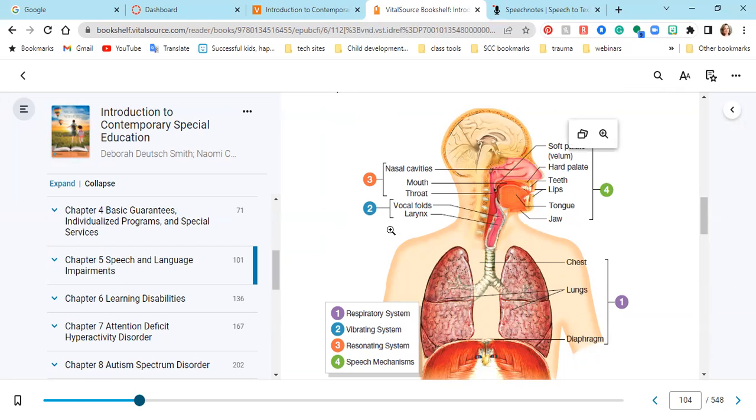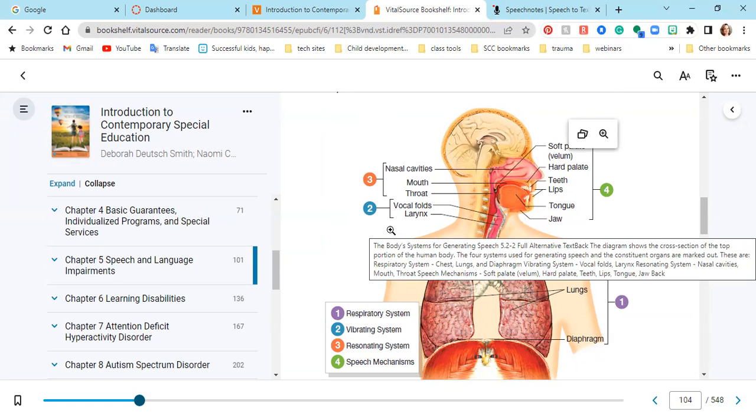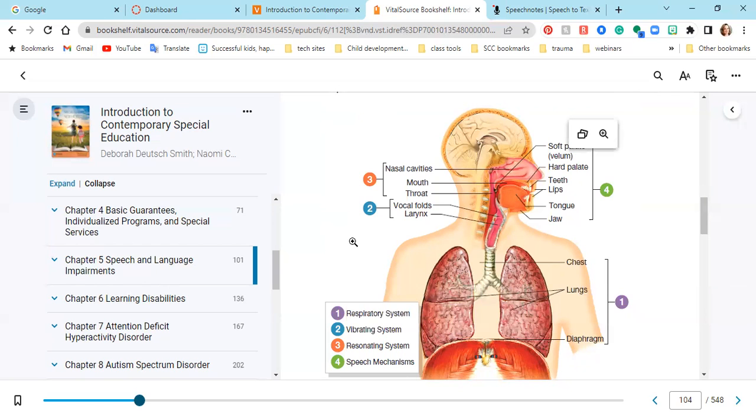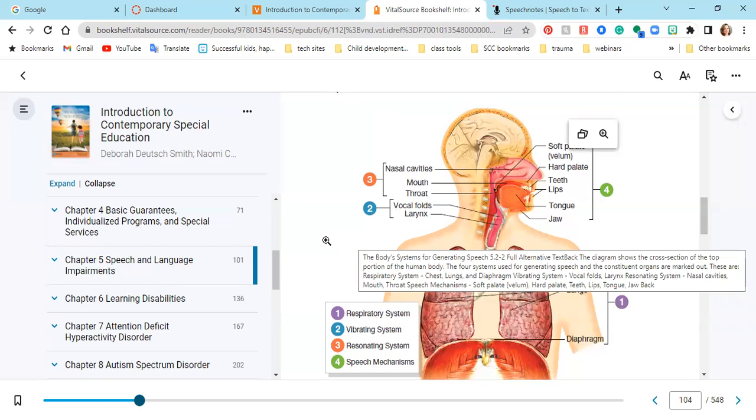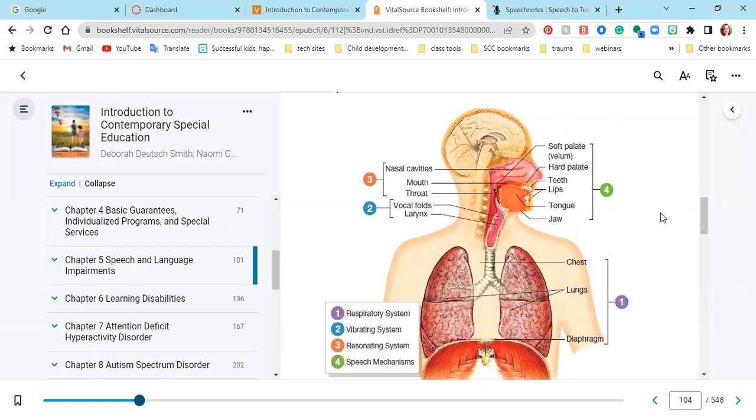Number 2, you have the vibrating system. So put your hand on your throat and say your name, say anything. So this is the vibrating system. This is when you have a sore throat or you have laryngitis. It's inflamed. It's not vibrating properly. So that just includes vocal folds and larynx. The resonating system is actually like your subwoofer and your woofer, right here, your nasal cavities, mouth and throat.